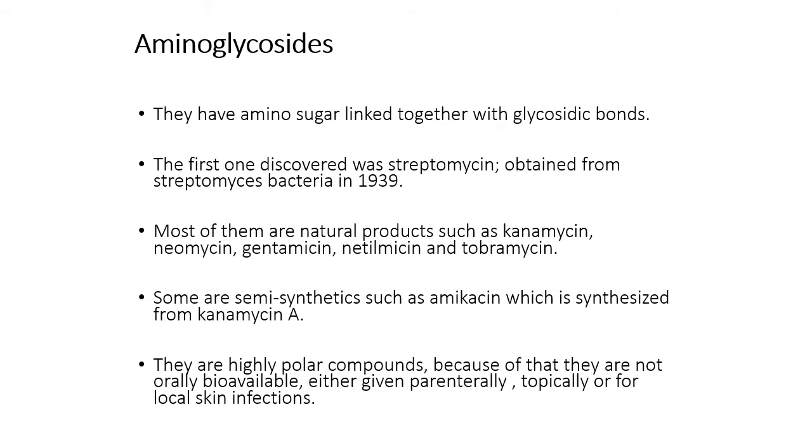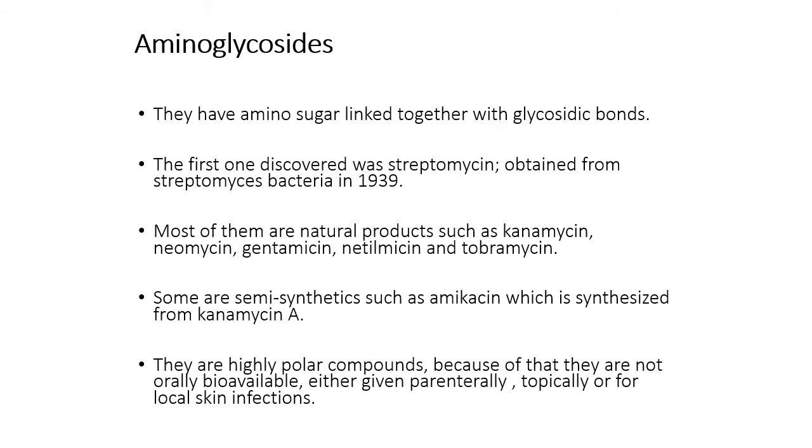Okay, let's begin with the aminoglycosides. We saw an example already of streptomycin. They're amino sugars linked together with glycosidic bonds. The first example was actually discovered in 1939, oddly enough, after penicillin was discovered but before penicillin became widely available. It's obtained from Streptomyces bacteria.